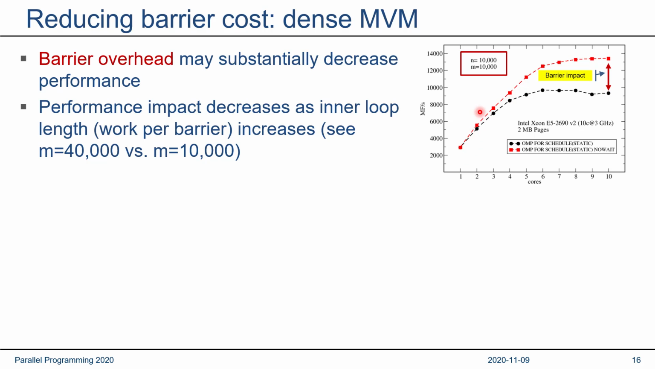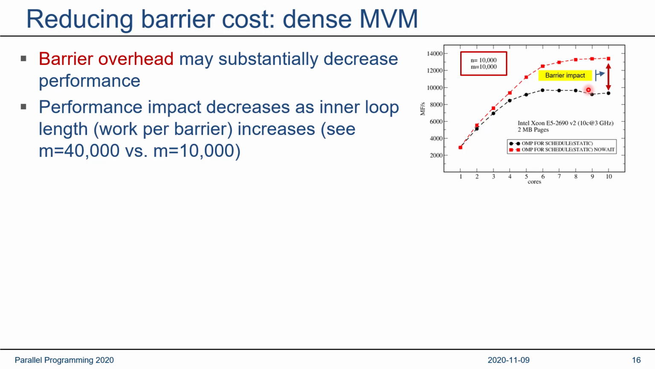The impact is small at small thread counts because the duration of a barrier goes up with increasing thread count, and we see it become hazardous at 4 to 6 threads. Now at the end, we have a performance difference of about 30%. Now this is really significant, and we can avoid it by using the nowait clause.